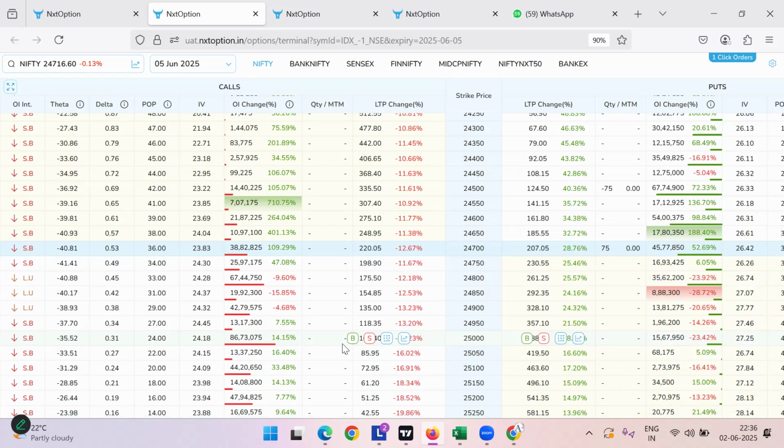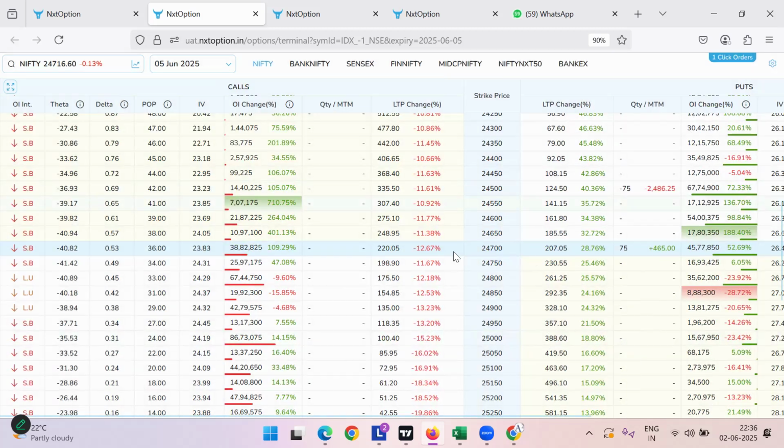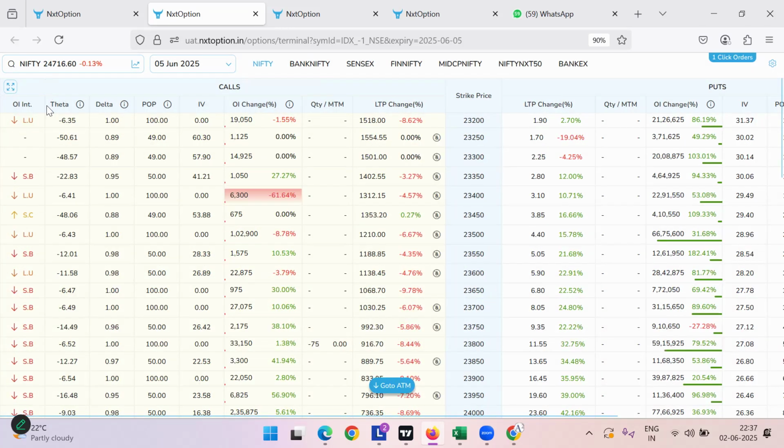Now, what if you want to trade three lots at the same time? Then you can go to settings and change the lot size to three, or let's say four, with each lot currently being around 75. With a single click, I'll repeat, at a single click, let me take up 24,900 here.